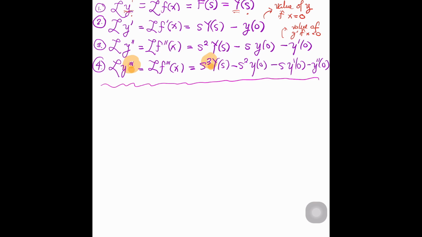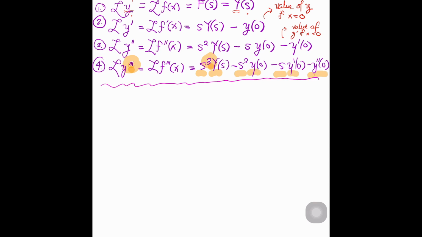In this example, it's s cubed. Then you have the decreasing power of s. So this is s cubed, then it becomes s squared, and it becomes s, and it becomes s to the 0 or 1. Then you have Y of s as a big letter, the Laplace equivalent, and then y of 0, y prime of 0, y double prime of 0.